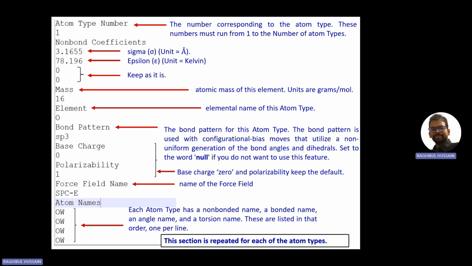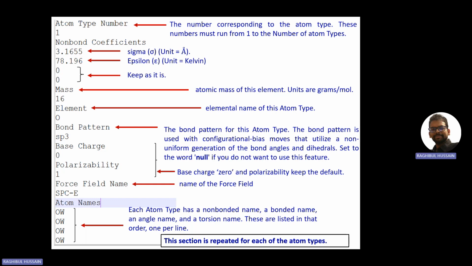Then what is the bond pattern? sp3. See, if you know the bond pattern, you put it. Otherwise, you put null. It will try to figure out based on the information we have given in the input file about the molecule. If you know, put sp3. Otherwise, null, or what? You will see. Right now, just put sp3. Then base charge 0. This is by default one. We do not have to change all these things. Base charge 0 and this polarity, keep as it is. Important is to put the number, put these two numbers, mass, element.